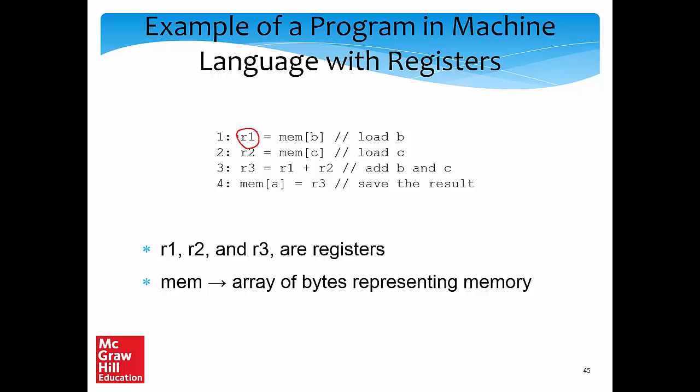So here what you see is that we are reading something from memory location B into register R1. We are reading something from memory location C into register R2. Then we are adding the contents of the two registers, saving it in R3. And again, we are saving the contents of R3 in memory.